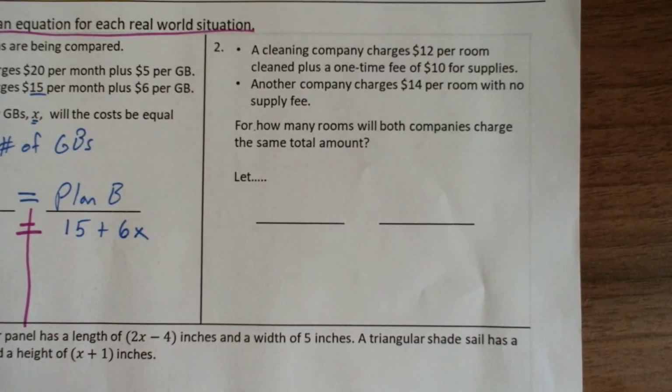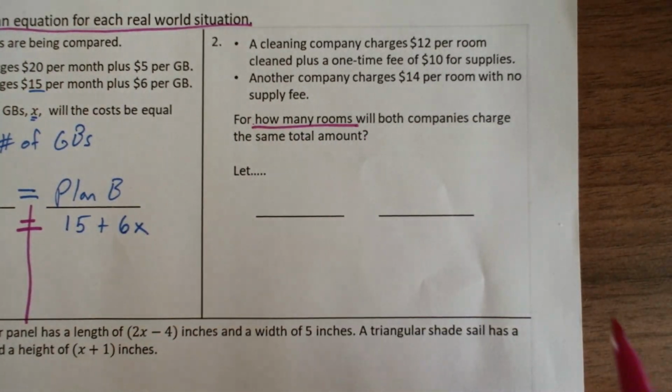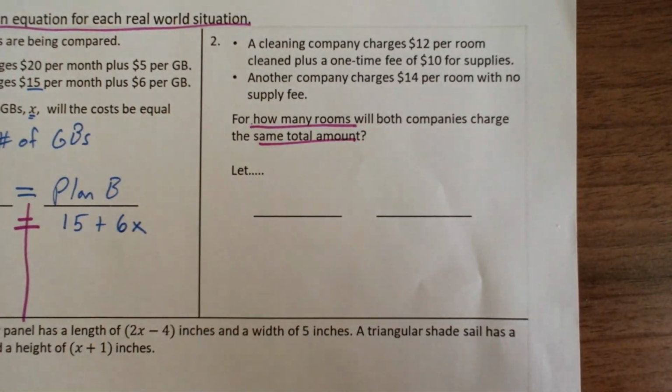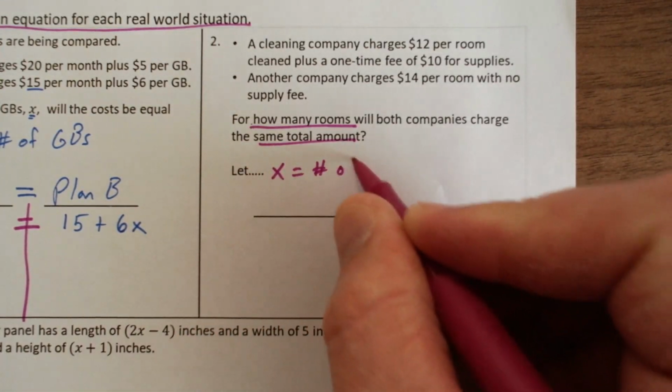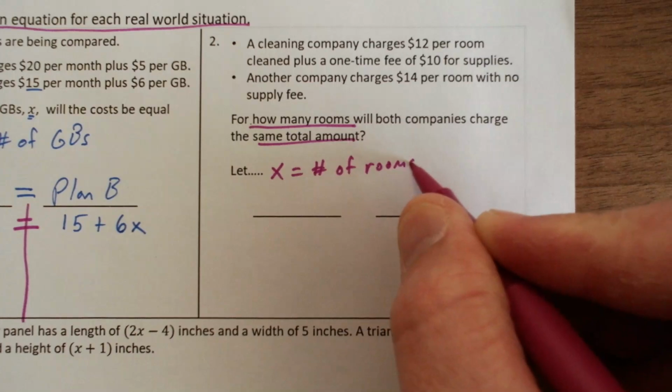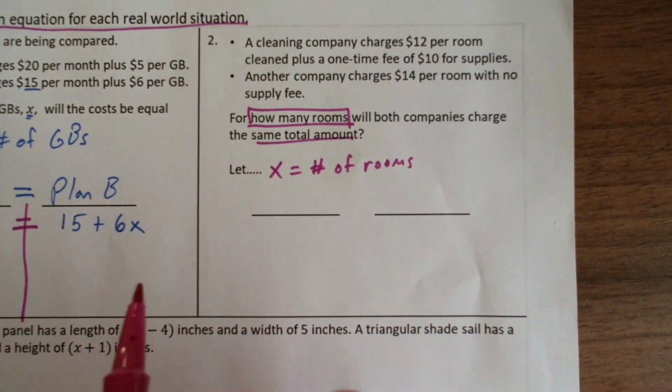Number two, a cleaning company charges $12 per room cleaning plus a one time fee of $10 for supplies. Another company charges $14 per room with no supply fee. For how many rooms will both companies charge the same amount? So I'm going to let x be the number of rooms, because that's the part that's changeable. So that's going to be x.